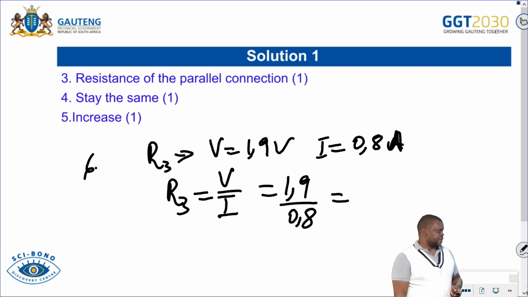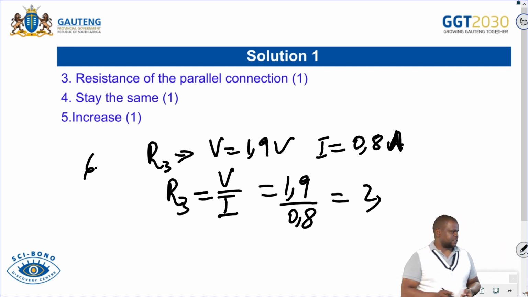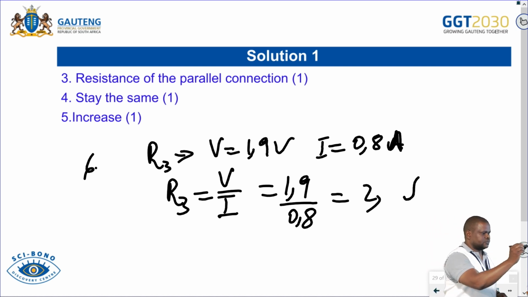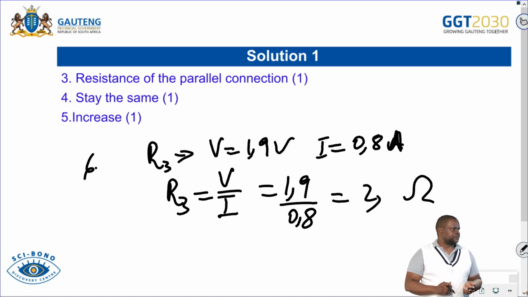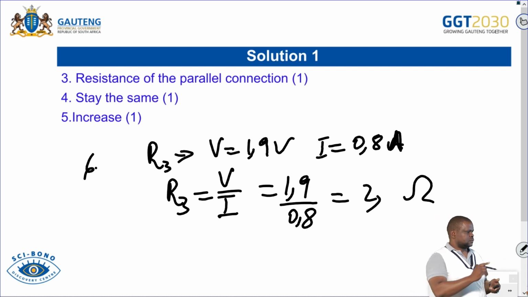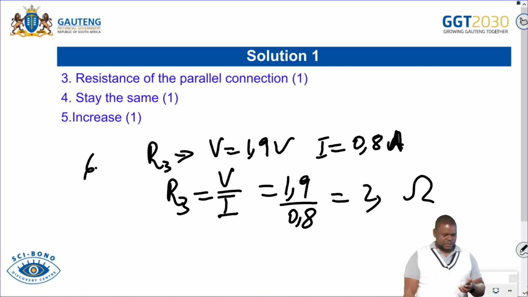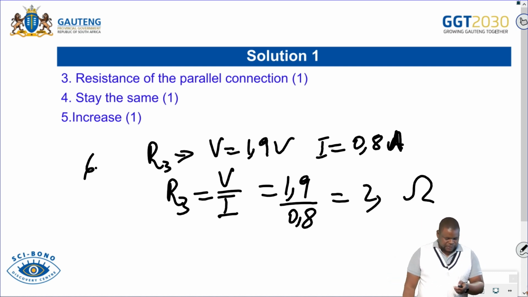1.9 divided by 8 is going to be 2.16 ohms. Grade 11s, I don't have a calculator with me at the moment.